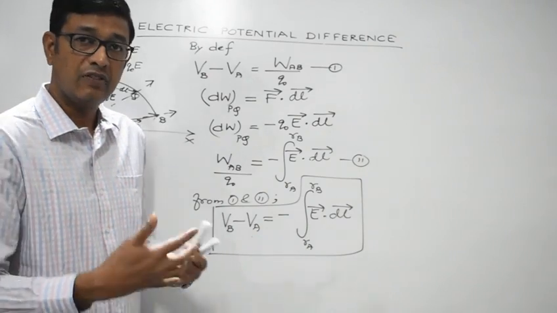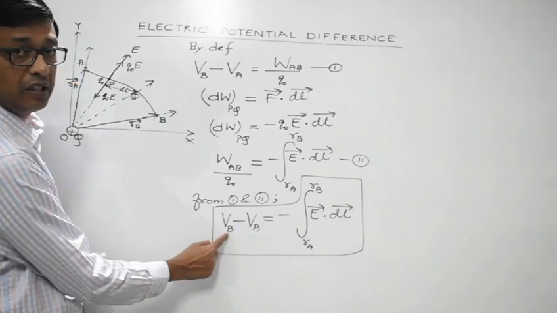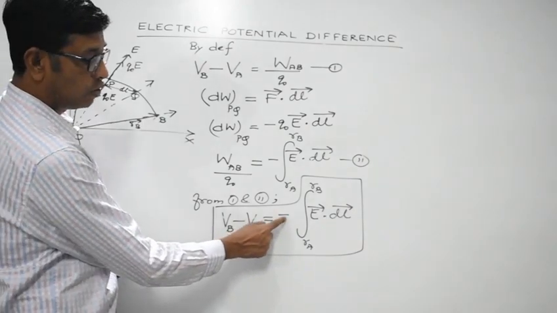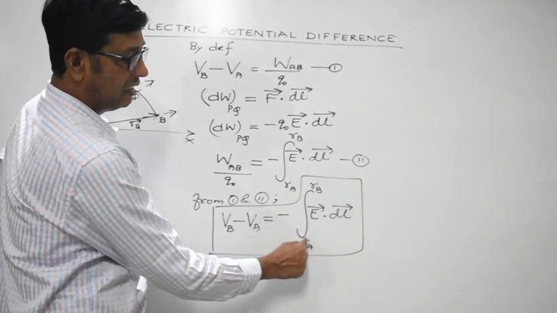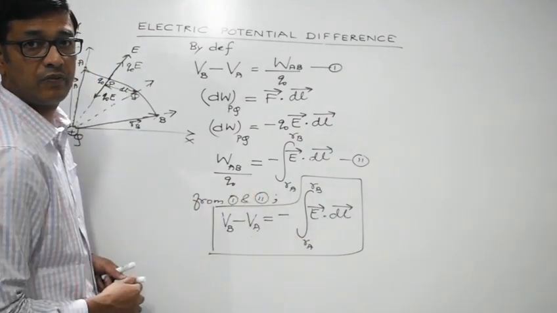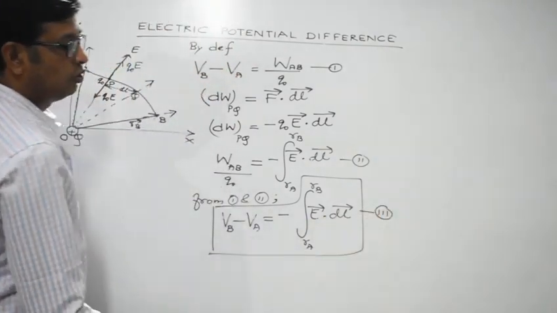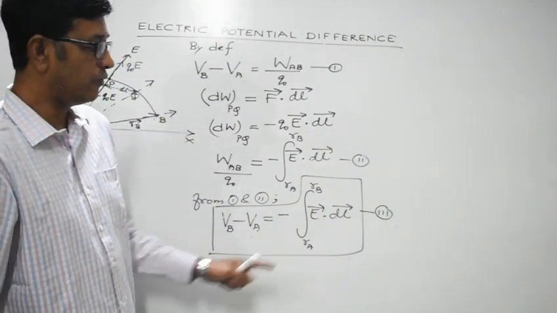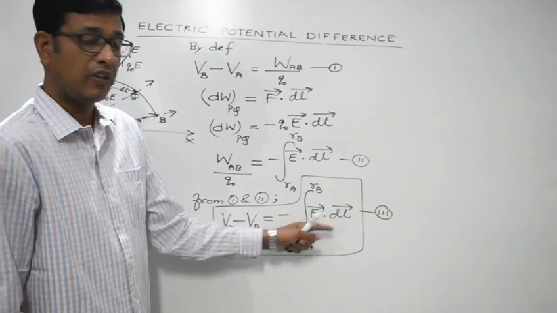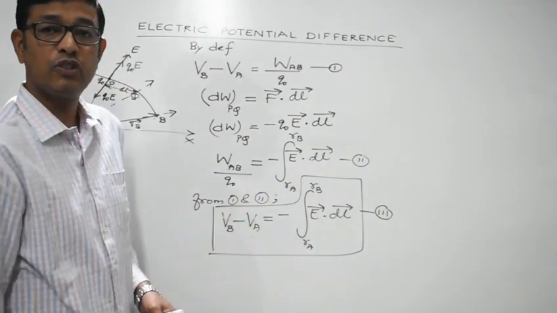So what we have derived is potential difference between the 2 points A and B is numerically equal to the negative of the line integral of the electric field between the 2 points. So put this as equation number 3. Now using the previously obtained expression for the line integral of electric field, we can make use of it in finding the expression for the potential difference.